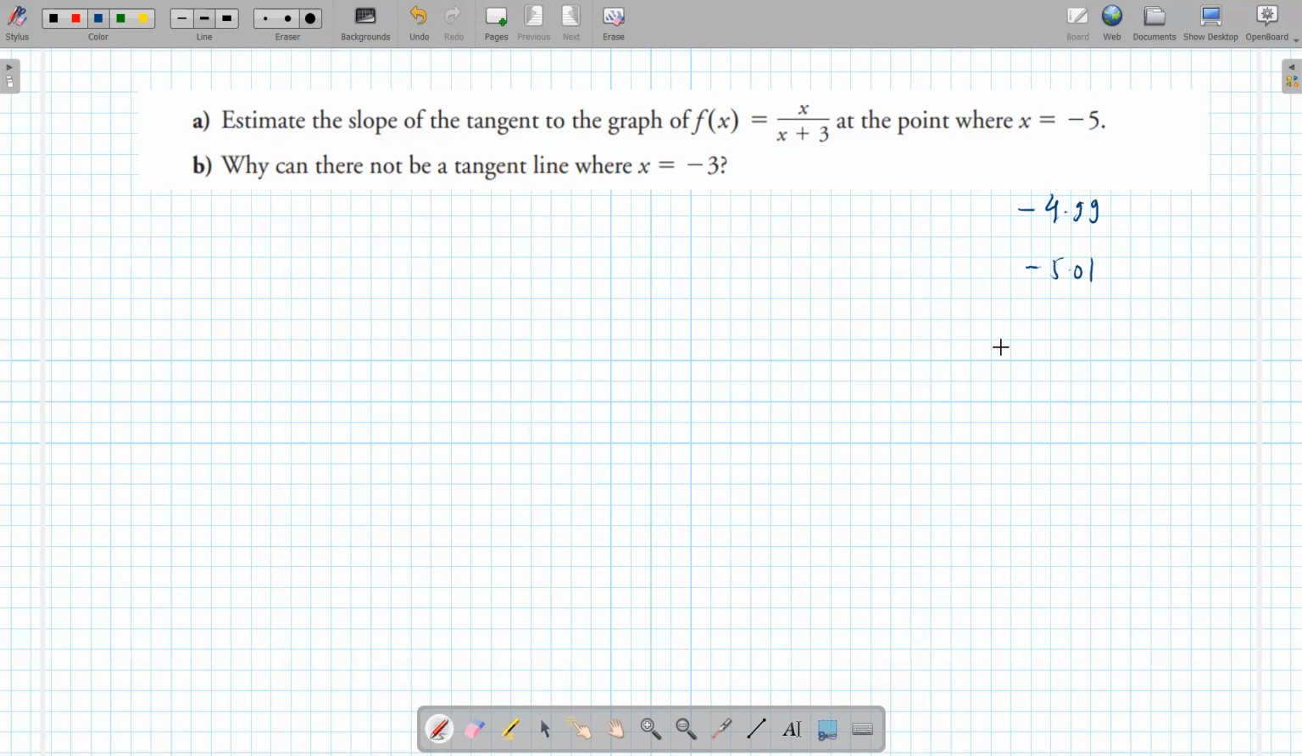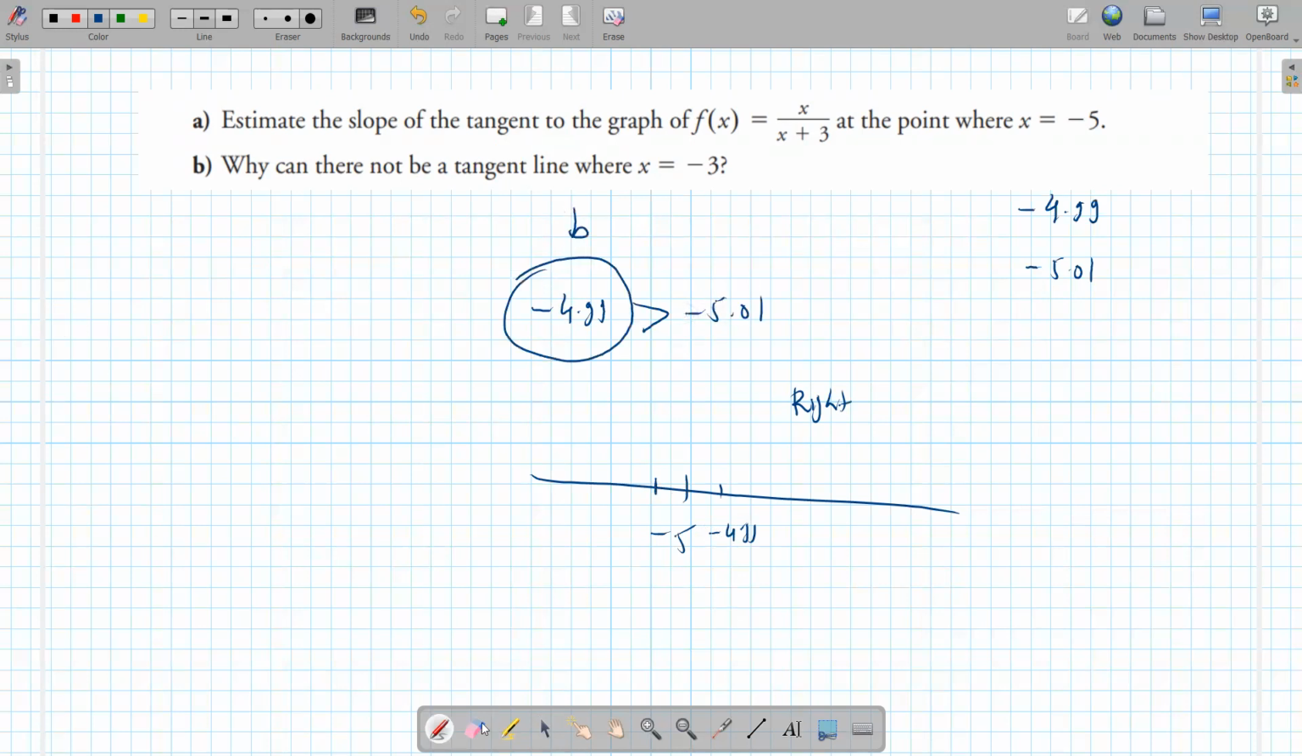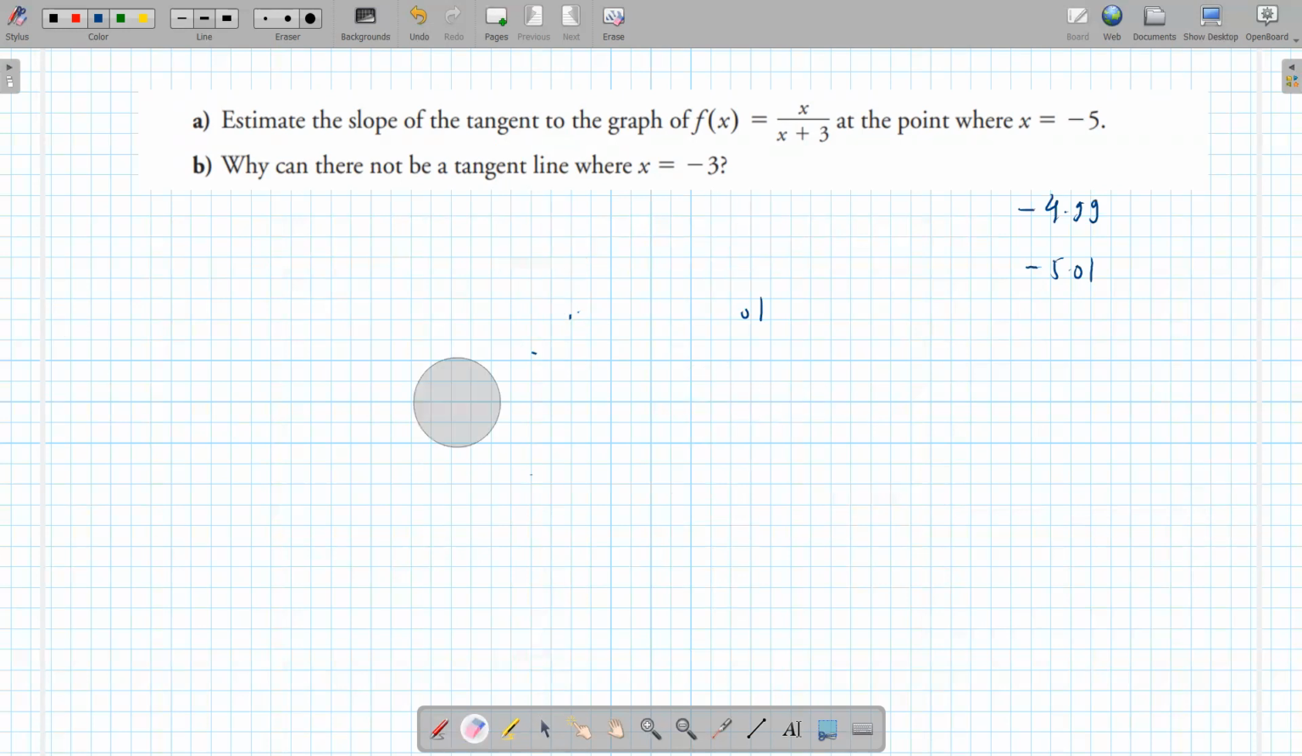Negative 5.01 is B. No, it's not, because it's smaller than negative 4.99. If you consider the number line, whichever number is to the right is the bigger number, right? So negative 4.99 is bigger than negative 5.01. Therefore, this is your B value. Whichever number is to the right on the number line is your B value. It's a little bit tricky when it's negative numbers.